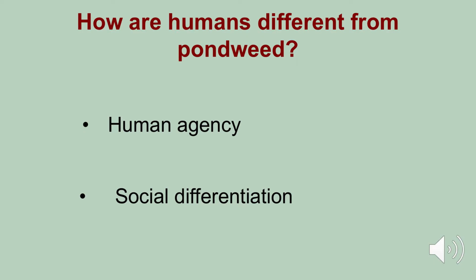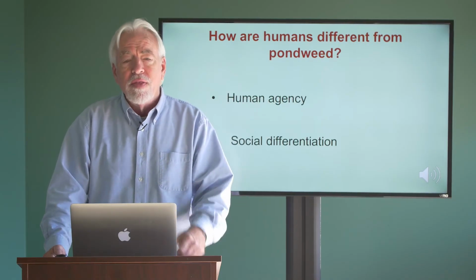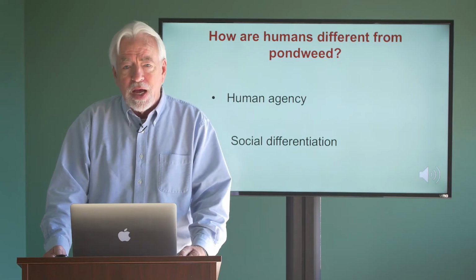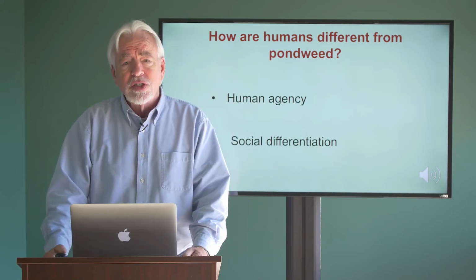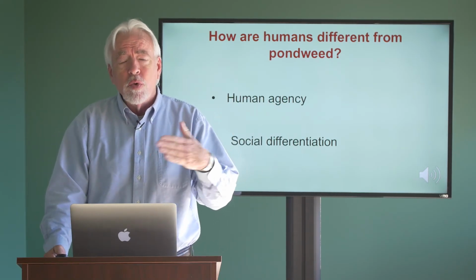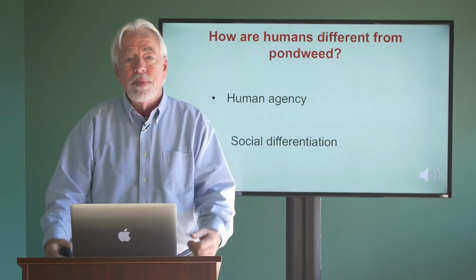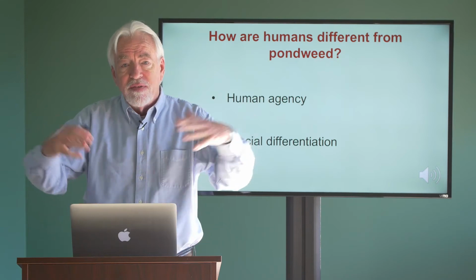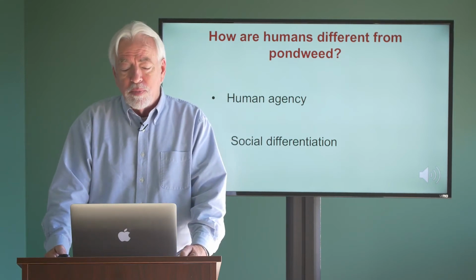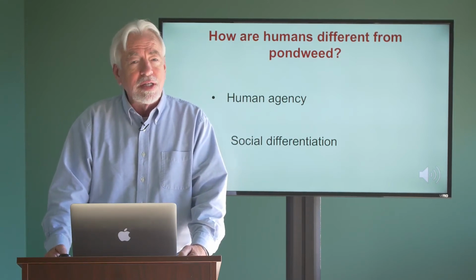The second reason that humans are different from pondweed is that we're socially differentiated. There aren't rich and poor pondweed. There aren't black and white pondweed. There aren't male and female pondweed. There's just pondweed. And so there's no issue of relations between different pondweeds affecting what's happening in that process of exponential growth to the point that nature's limits are exceeded.